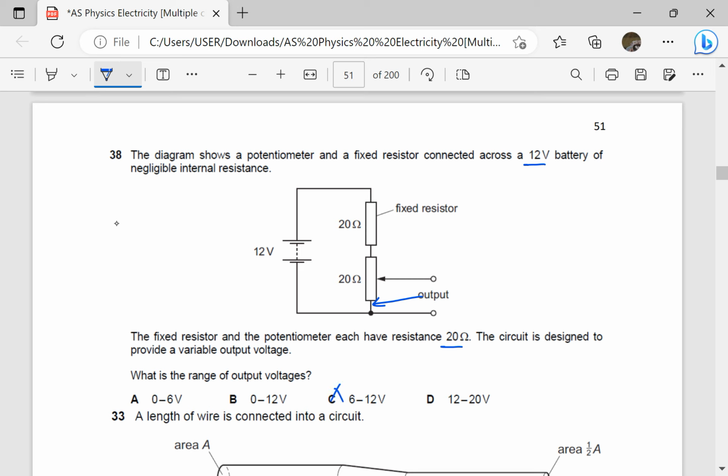So this is out, this is out. When this is taken to this point here, then the V out is going to be the ratio of the resistances, 20 over the total resistance, which is 40, times 12. That is half of 12, which is equal to 6 volts. So our answer is going to be A.